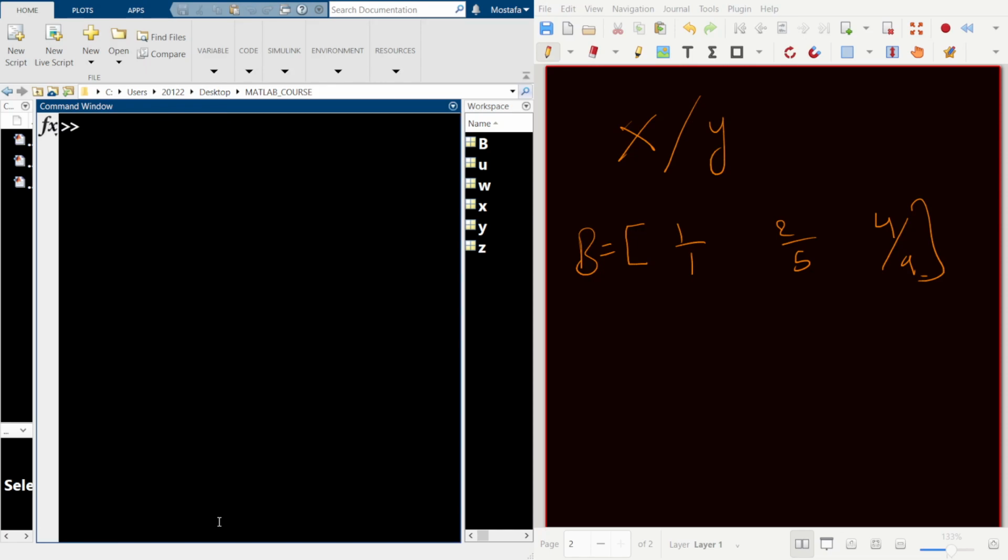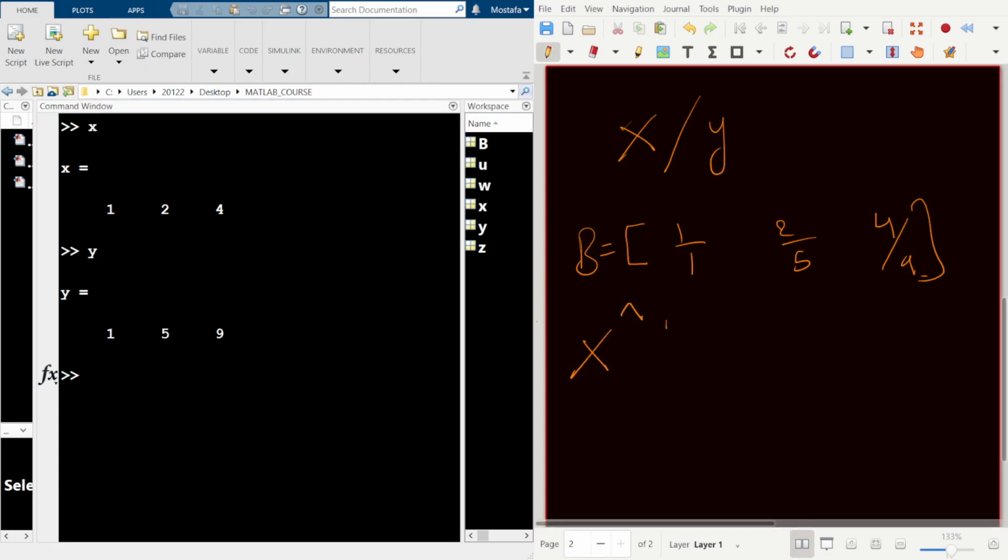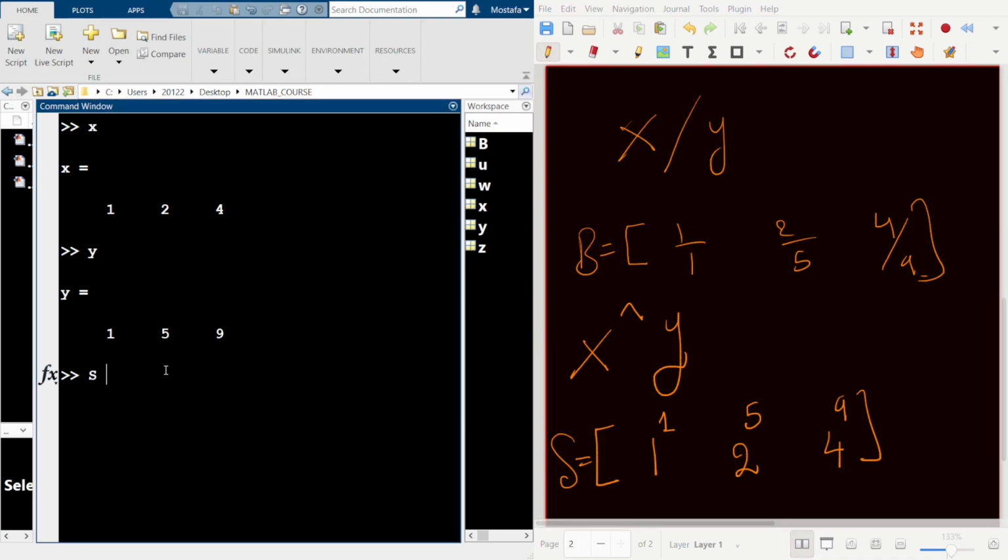So let's clear the screen here. Again, let me bring array x and array y. Suppose you want, in an element-wise fashion, to raise every element in x to a power that's the corresponding element in y. Based on the numbers we have here, that's 1 raised to power 1, then 2 raised to power 5, and then 4 raised to power 9. That's a new array. Let's call this new array capital S. So let's do this calculation here: capital S equals x raised to power y.